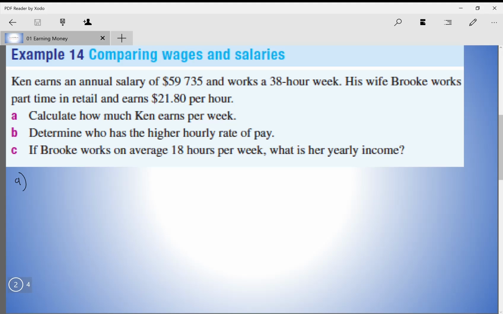There's a very simple way to do that: we take what he earns in a year, which is $59,735, and we divide it by how many weeks there are in a year. And if we put that into our calculator, we get $1,148.75. So that's what he gets every week.